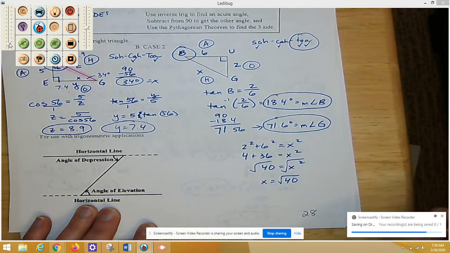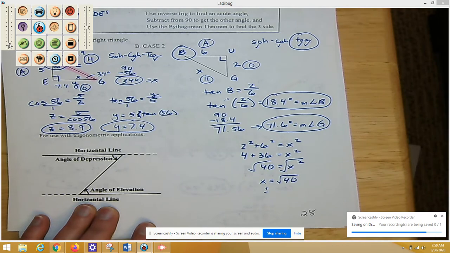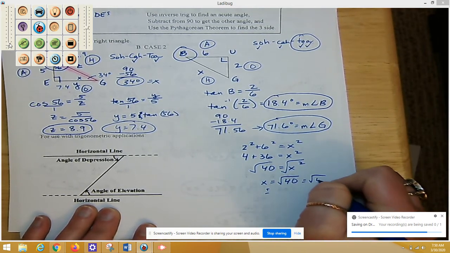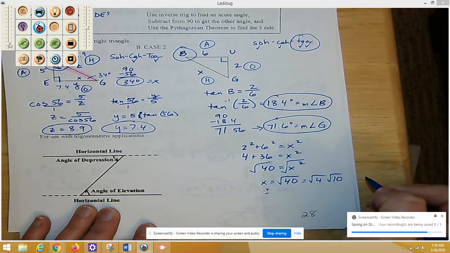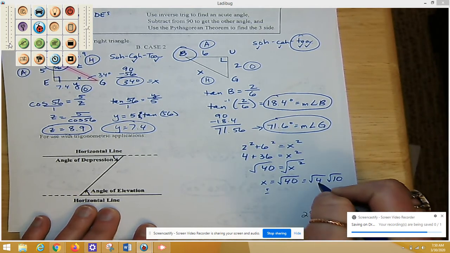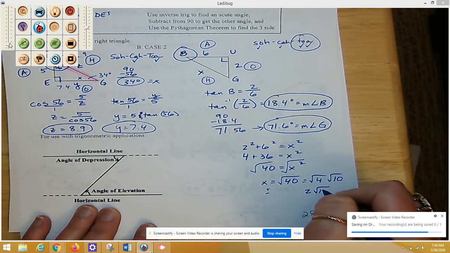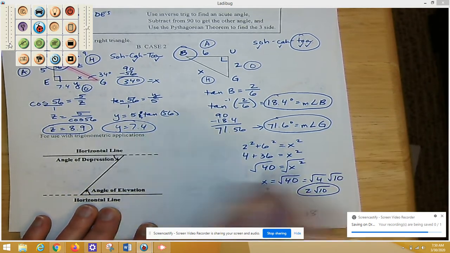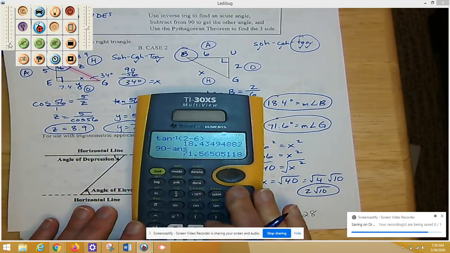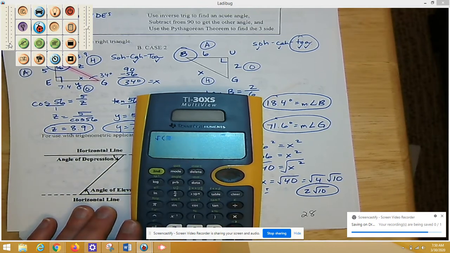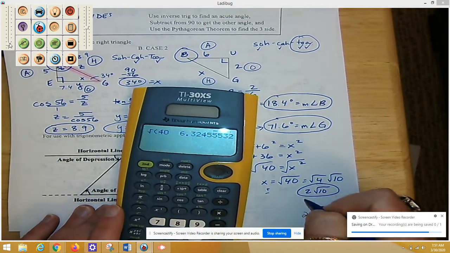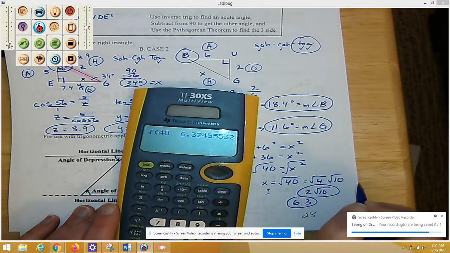Now technically it's plus or minus, but in geometry we ignore the negative root because we are looking at a side length. And then this would simplify into the square root of 10 and the square root of 4. And the square root of 4 is a perfect square, so you get 2 root 10. If you wanted a decimal, that's perfectly acceptable. In this case, it probably makes sense to have it as a decimal, and then that would be 6.3.